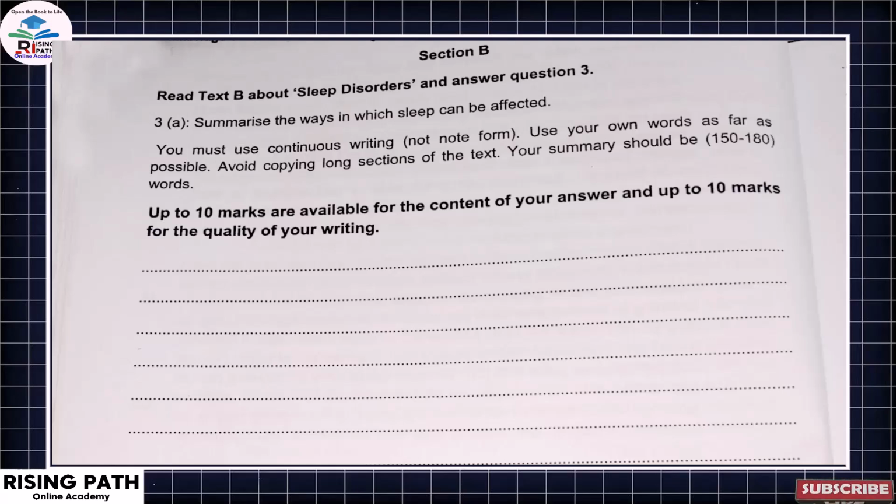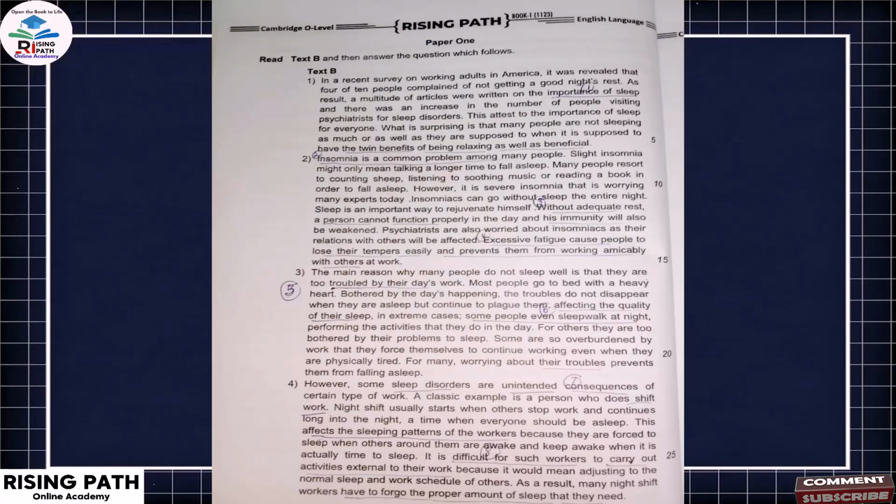Up to 10 marks are available for the content of your answer and up to 10 marks for the quality of your writing. Now on this slide you can see the text, which has 6 paragraphs. This is your very first step: once you have read the question and are ready to read and underline the points, you can number them like I have done, and then jot them down, or write short phrases to take notes of these points. Then you will be able to write the summary in a continuous paragraph using linking words and your own words.